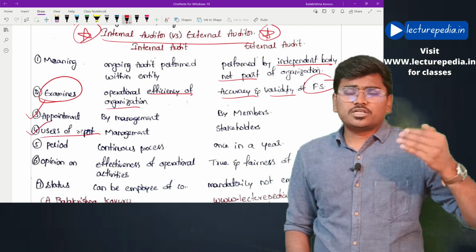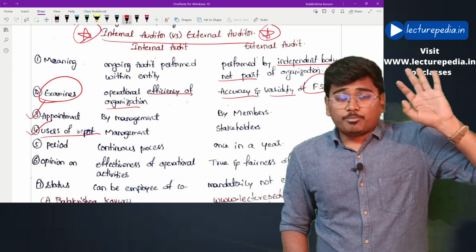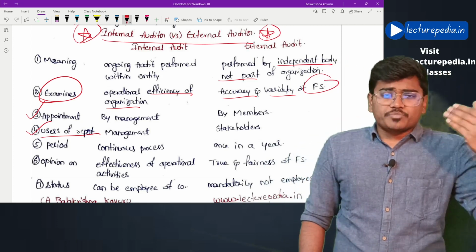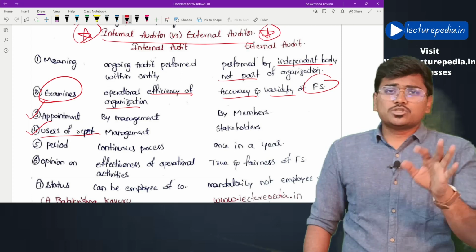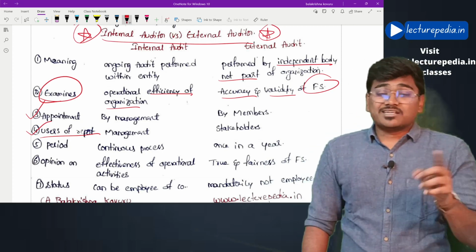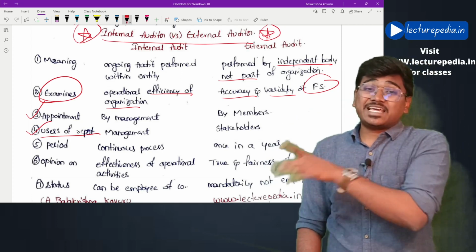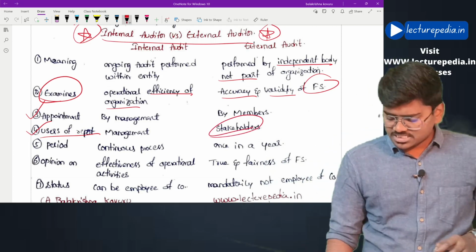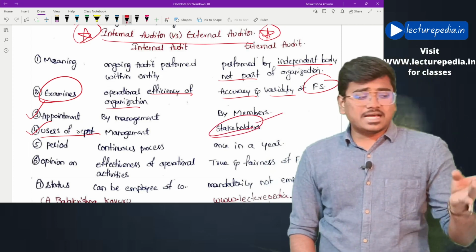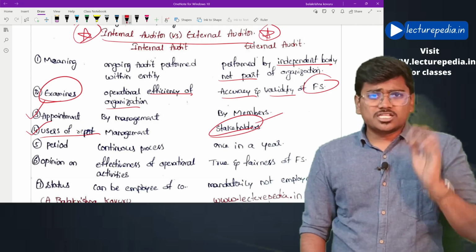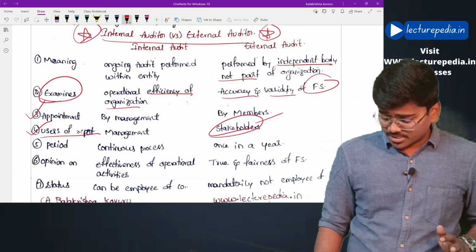Obviously, internal audit will be conducted from the point of view of management. So the internal audit report will be used by management of the organization, whereas the external audit report will be used by users of the report, the stakeholders. Stakeholders include all members, banks, employees, government, all these people will come under stakeholders.